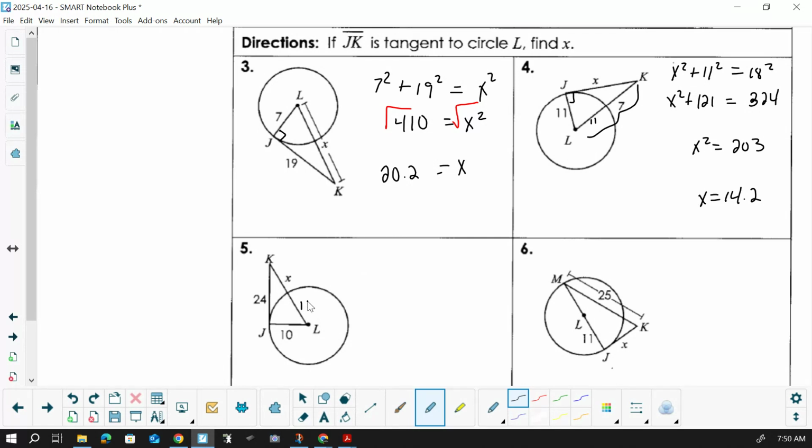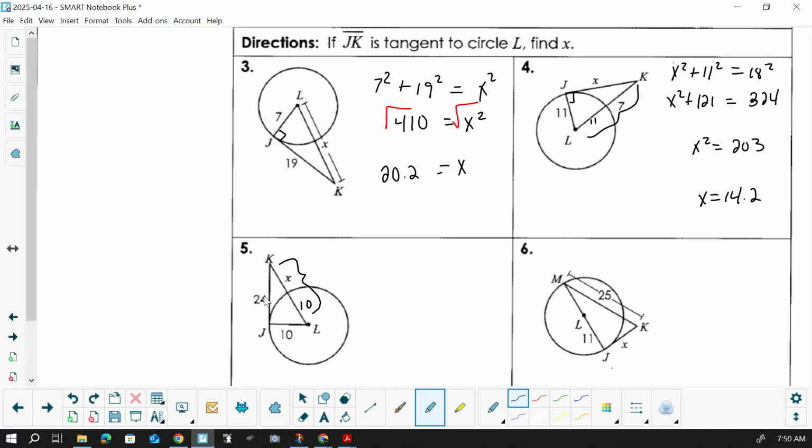Okay. Number 5. Now this is 10. And here's what we're going to do, just to make this easy on ourselves. Let's make this side here all one unknown, because I don't want to do x plus 10 squared, because that could get confusing. That could work, but it might be a little confusing.